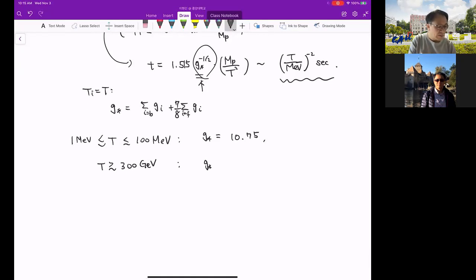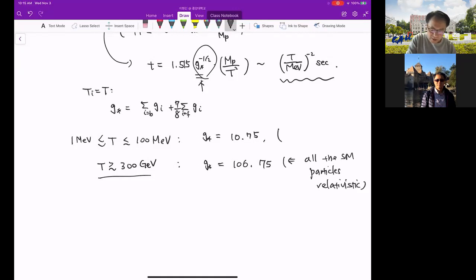g star equal to 10.75, and now at high temperature, this is the standard model. All the standard model particles are relativistic in this case. In the first case, not all the standard model particles, but only three neutrinos plus photon plus electron and positron. The electron is the only massive particle in this list, and its mass is about 0.5 MeV, so about the MeV scale.